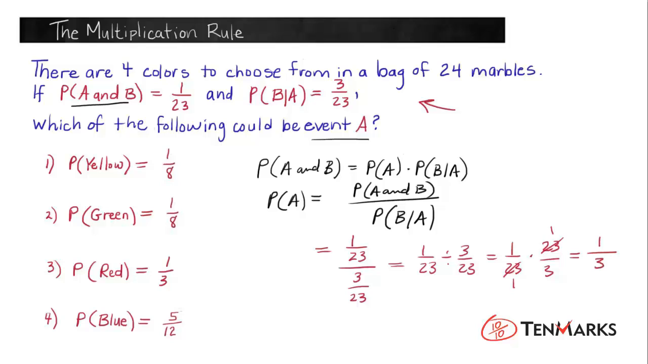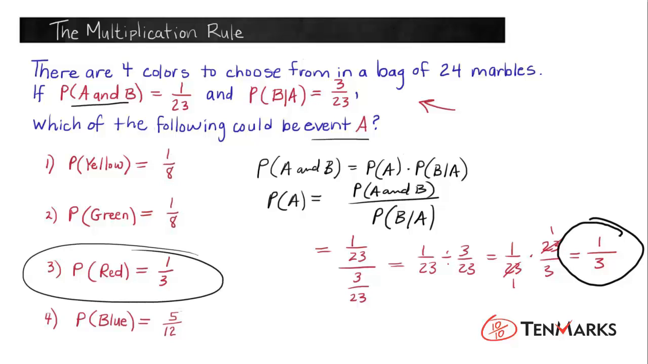If we check our answers over here on the left, the only event that gives a probability of 1/3 is going to be the probability of drawing a red marble. So event A is drawing a red marble, and the probability of getting a red marble is 1/3. Now you know a bit more about the multiplication rule and how to use it to find probabilities.